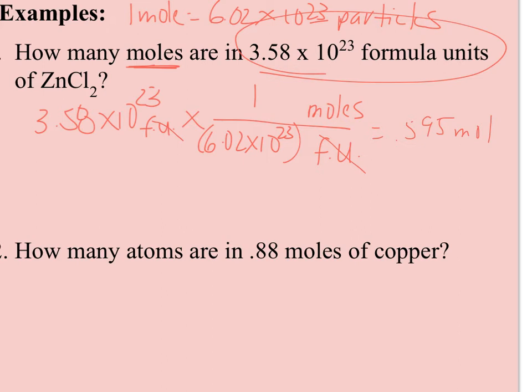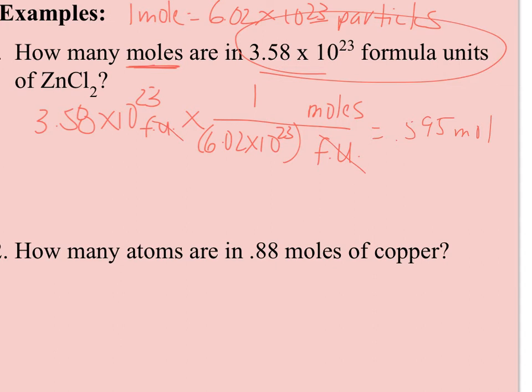And yeah, it does, because remember with exponents, you're really dividing 3.58 times 6.02, so that's around a half. 3 divided by 6 is about a half. And then 10 to the 23rd is being divided by 10 to the 23rd, which should cancel out, which it does. So this seems like a reasonable answer. So let's try the second one.